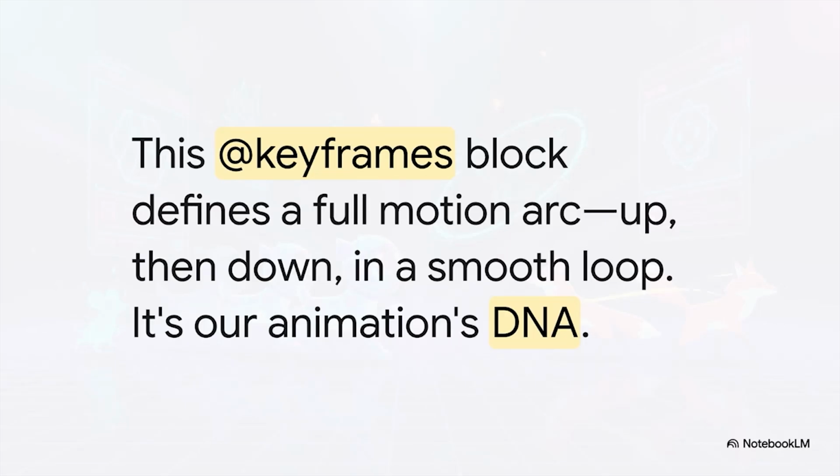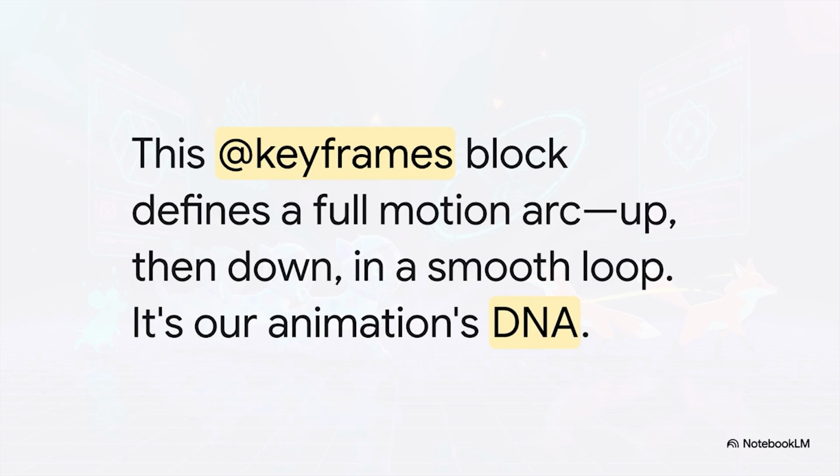Let's look at a simple example right here. We've got an @keyframes rule named float. At the start, that's 0%, it's in one position. Then at the halfway point, 50%, we tell it to move up. And by the time it hits 100%, it's back where it started. See? It's just a set of instructions, key poses on a timeline.